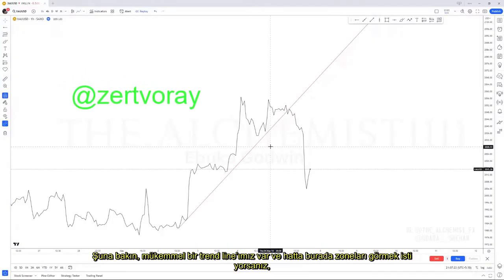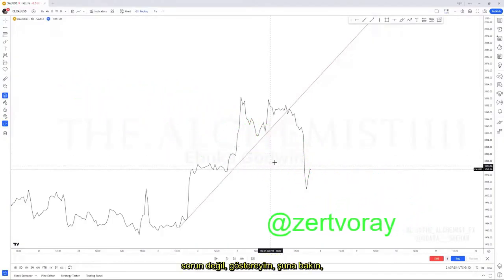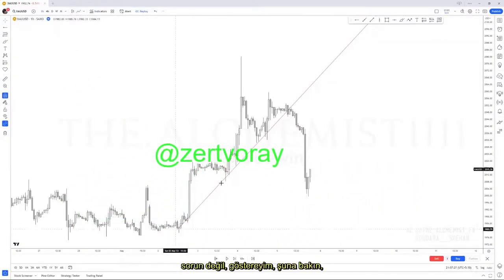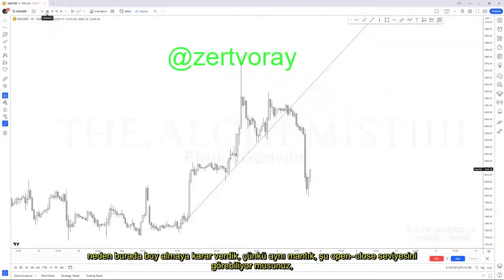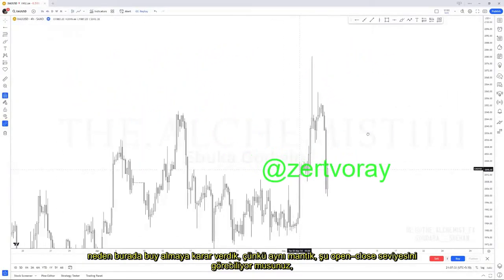Okay, not on the candlesticks, only on the line chart. Keep that in your mind. So look at this. We had this trend line perfectly, and even in here, if you want to spot the zones, no problem. Let me show you.